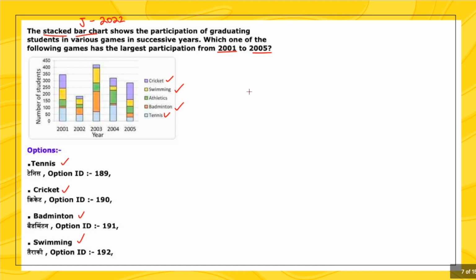Okay, so I'm going to write down the values of these sports according to the years. So we will first of all talk about tennis. And we will be talking about the years 2001, 2002, 2003, 2004 and 2005. So in 2001 we have already seen there are 100 students who follow tennis. If you go for 2002, you will see that only one block is filled, so that means 50 students.